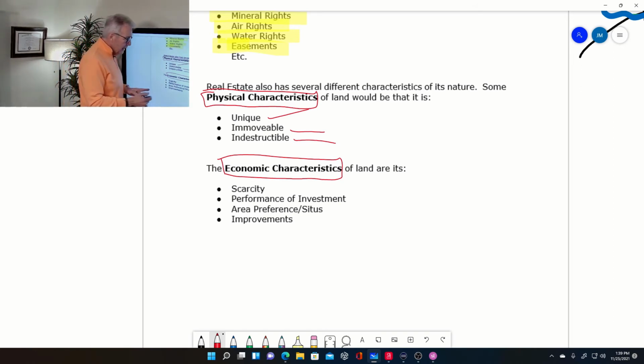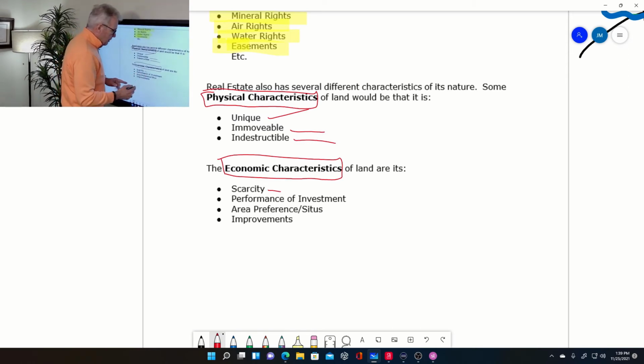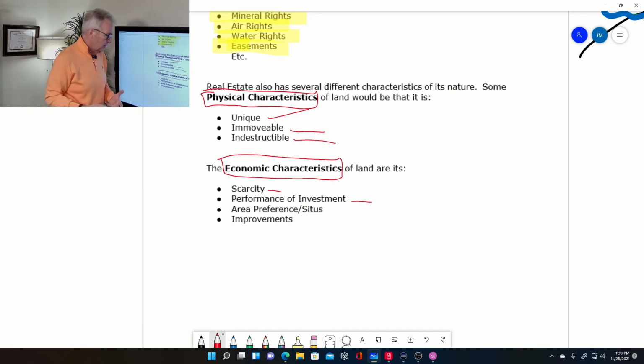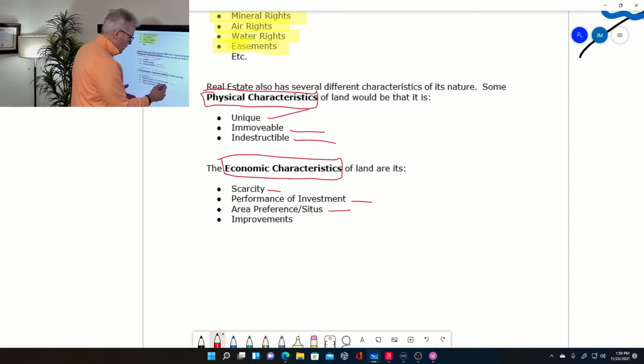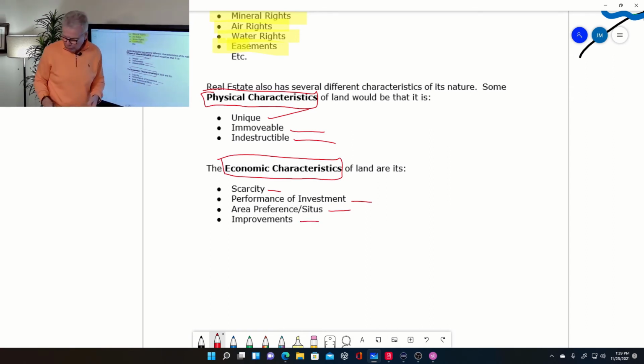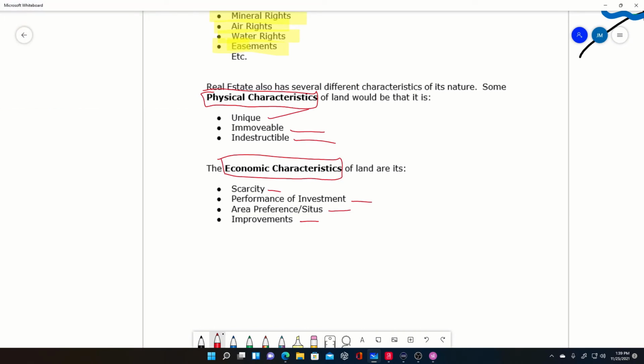And then your economic characteristics of real estate, remember that land is scarce, right? The permanence of the investment, in other words, when you make improvements to the property, it normally will have some long-lasting effects. Area preference, again, these are all tied to economic and improvements. When you make improvements to property, it's going to help the value.